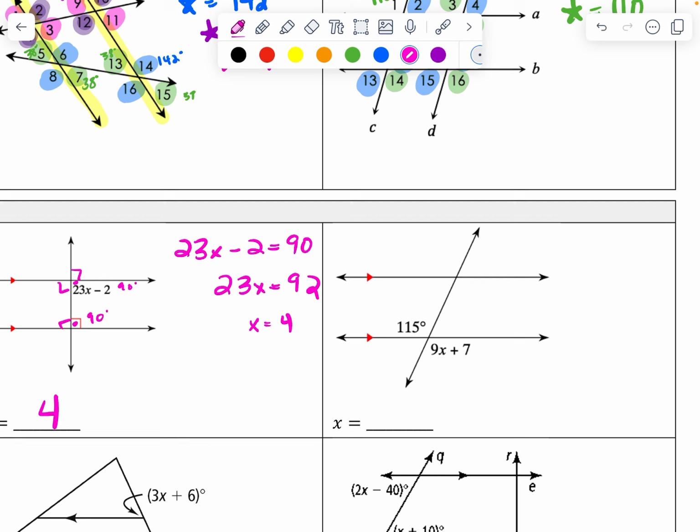Those are vertical angles. Your proof would be vertical. X plus 7 equals 115. That's true because they are vertical angles. 9x equals 115 minus 7 is 108. Divide by 9, x is 12.